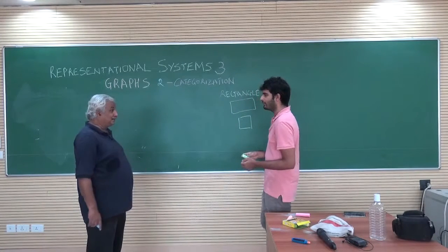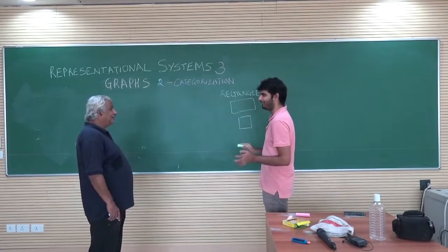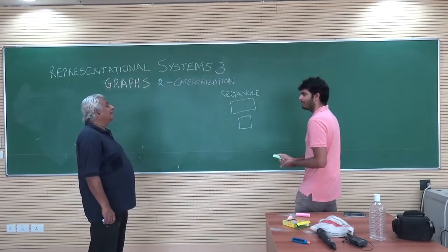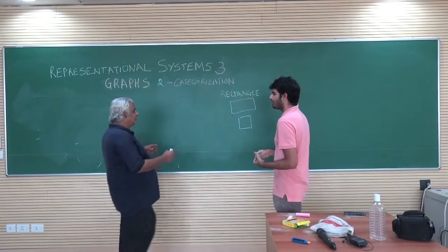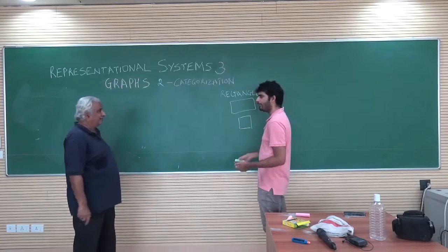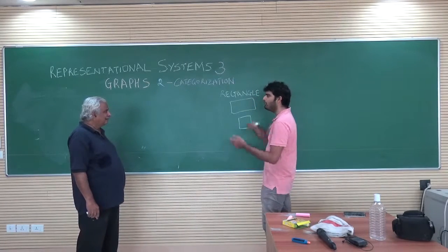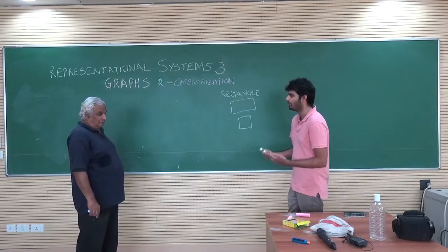But rectangles are not squares. Not all rectangles are squares. This is clearly not a square, right? So you're saying squares are a special case of rectangle. Yeah, so we can consider that. It's possible. But do we want that? Why do we want that?